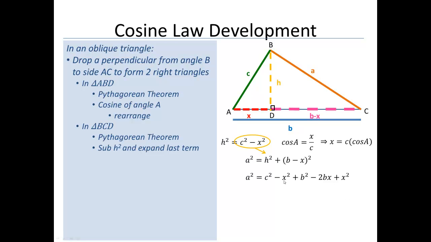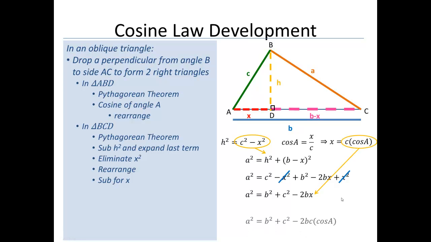We should notice that there's a negative x squared and a positive x squared, and of course they're going to cancel out. So now I can rearrange this and just put it in order of letters. So my a squared is b squared plus c squared minus 2 times b times x. But remember, we had this expression here, x was equal to c cos A. So now I'm going to take the c cos A and replace it here where I have x. So here's our cosine law: a squared is just b squared plus c squared minus 2 times bc times cosine of A.